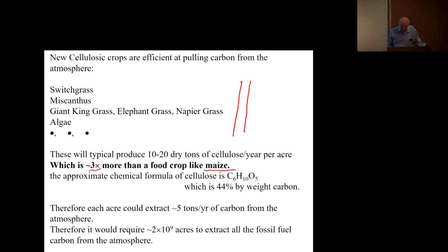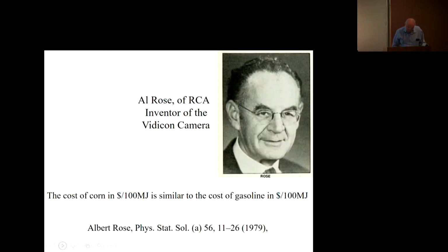And then you pull out 44% by weight carbon, and in 1 acre you can extract 5 tons in every growing season, and then it would take a certain large number of acres to extract the annual fossil fuel from the atmosphere. So that's sort of the plan. So let me mention this gentleman.